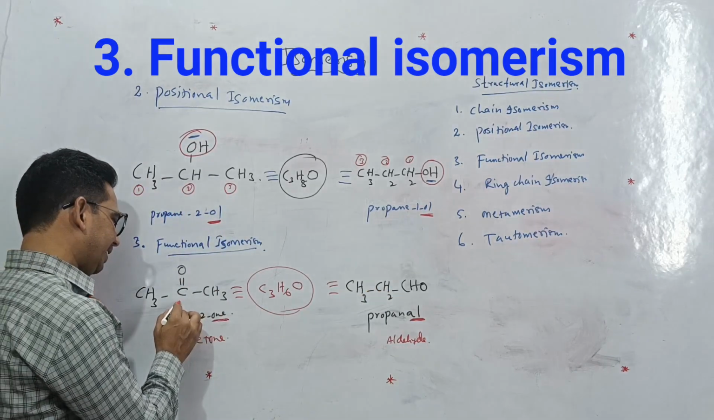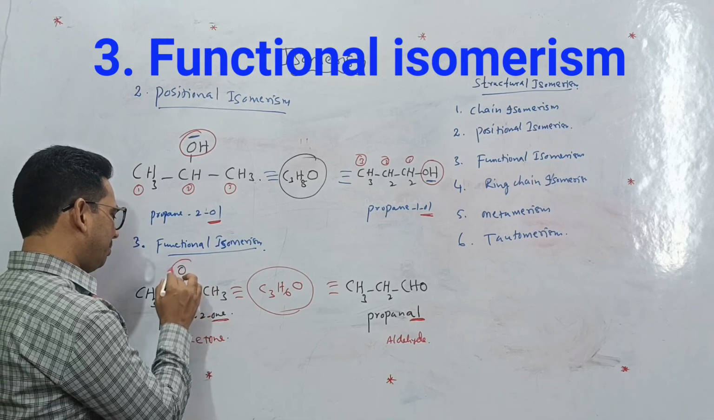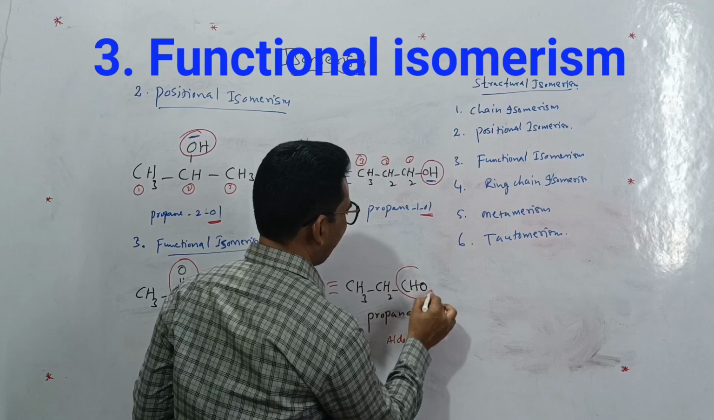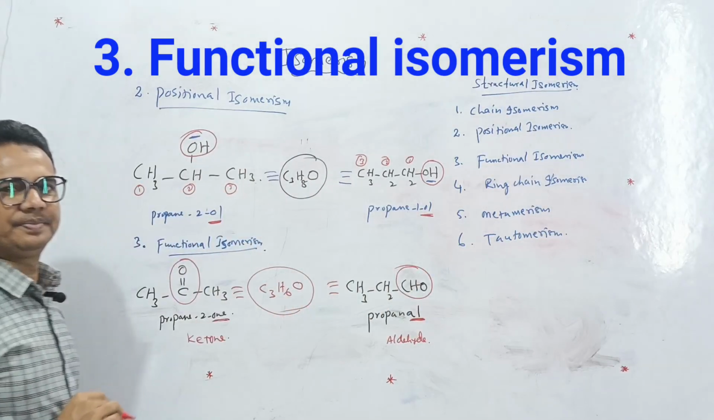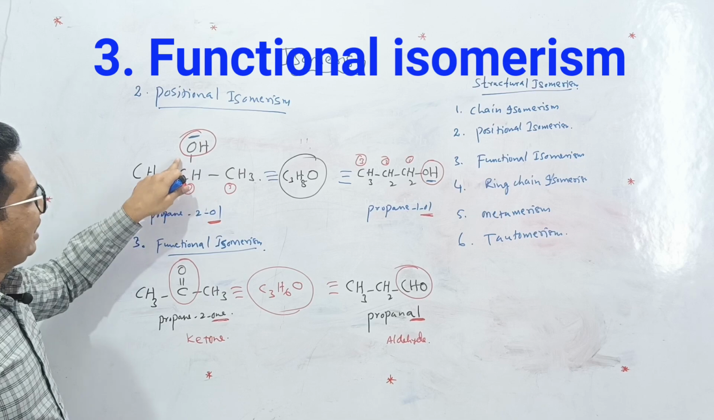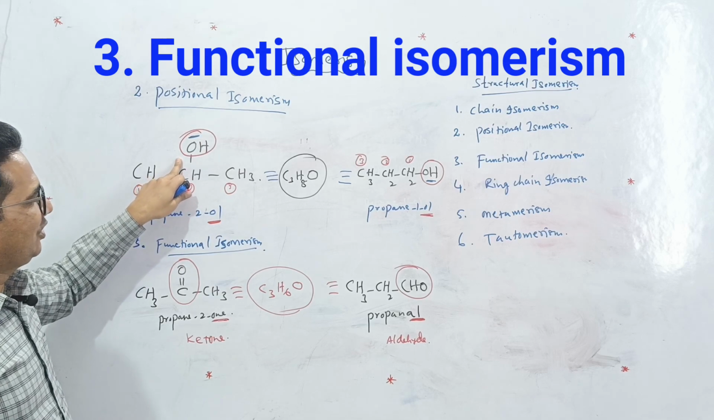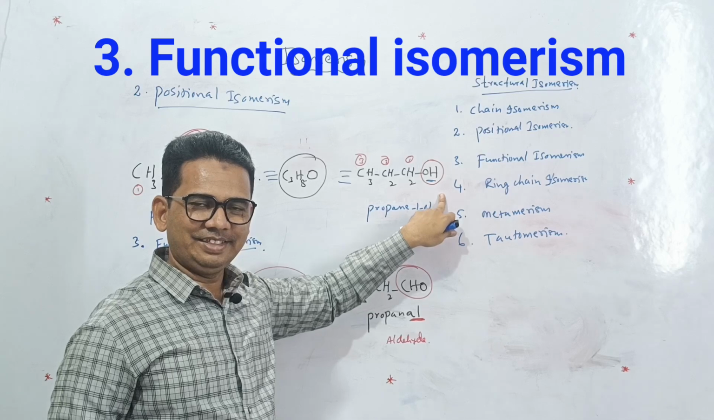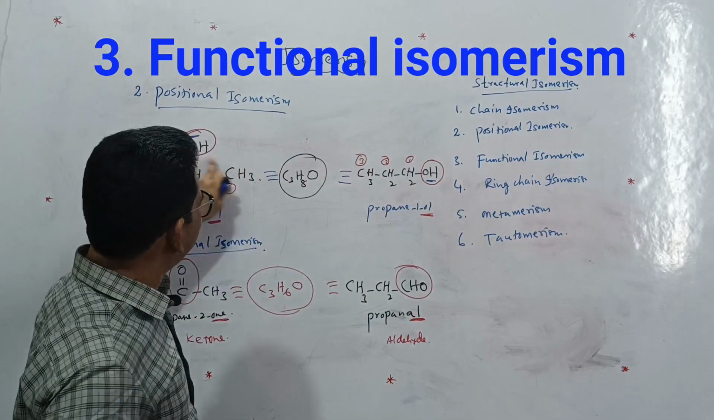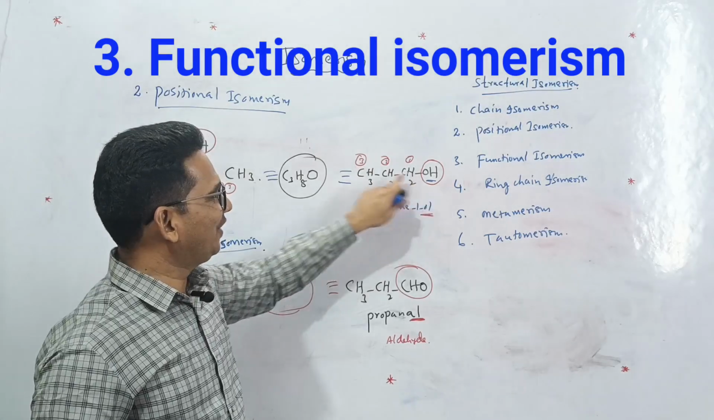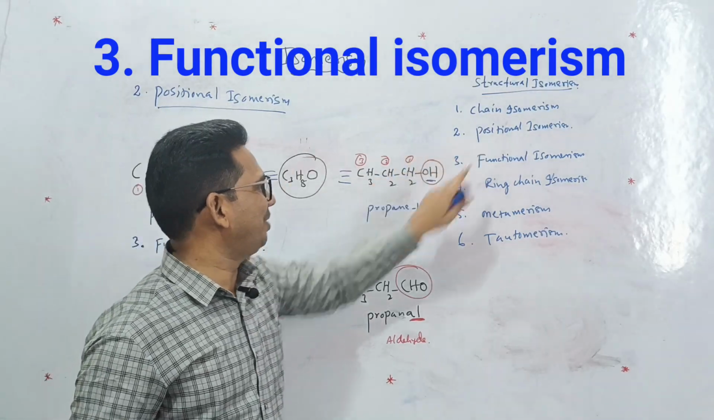It is different in the functional group, because this is the ketone and this is the aldehyde. This is ketone, this is aldehyde. But in this case, this is also alcohol, this is also alcohol. It means the functional group is the same but the position is varying. That's why it is called the positional isomer.